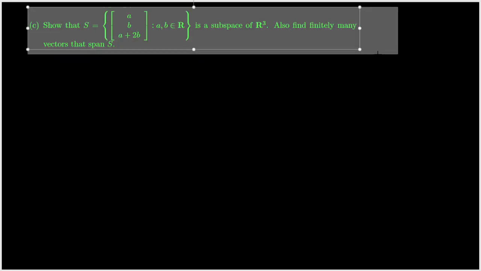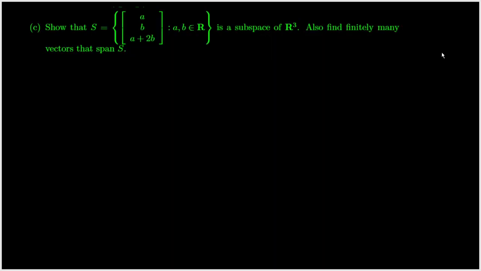We want to show this one is a subspace first, and then we find the finitely many vectors that span S. So this time S is the subset of R3 consisting of all the three components. Now let's try to give a description. The first component can be any number. The second component can be any number. The third component is kind of dependent on the first two components.